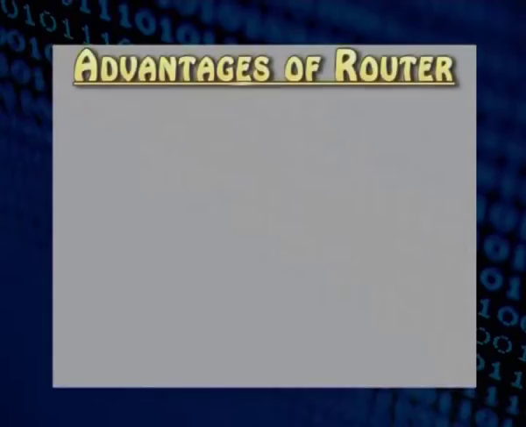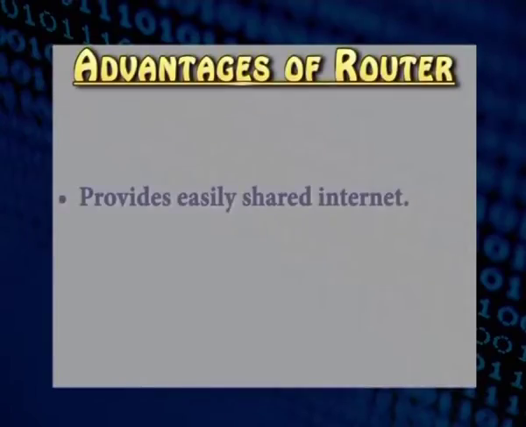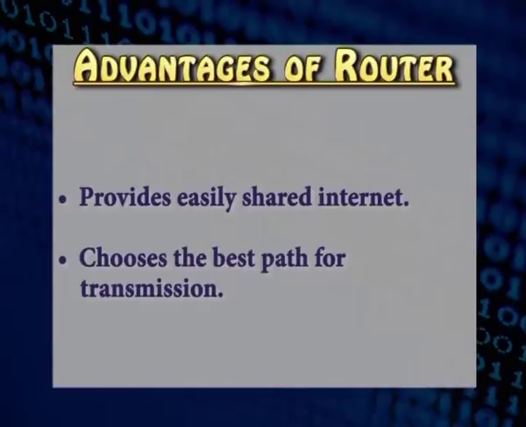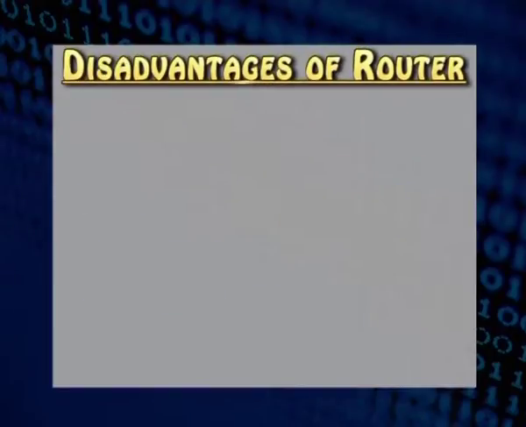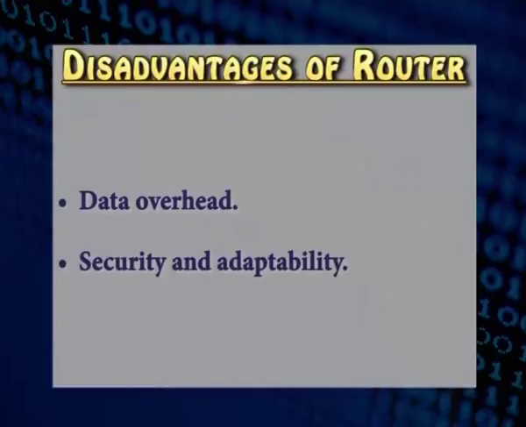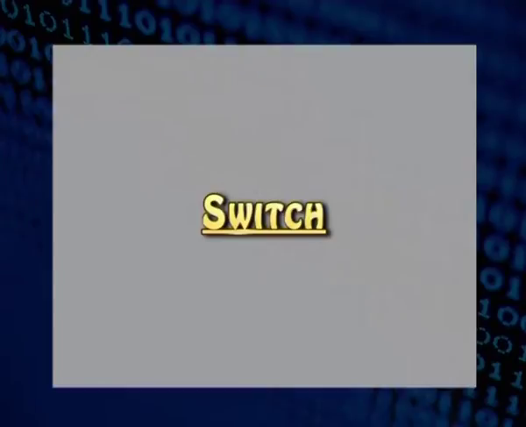Routers also perform various important functions like intrusion detection, authentication, encryption, etc. Advantages of a router: they provide easily shared internet. A router chooses the best path for transmission. Disadvantages of a router: data overhead, and security and adaptability issues. Now, we will discuss the switch.